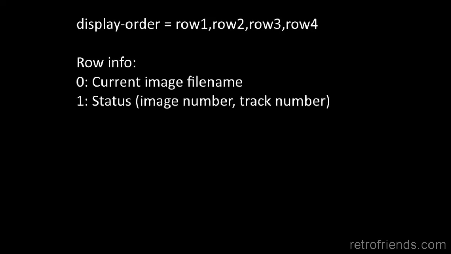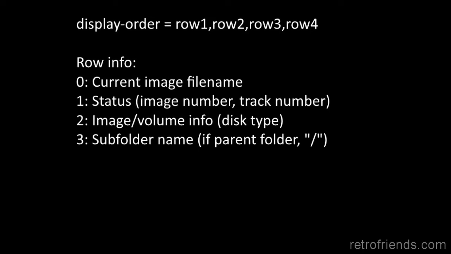The 1 setting will show the drive status, for example ejected, or when inserted, the disk image number and the track number. The 2 setting displays the image or volume info, usually just says the type of disk, like that it's an MFM double density disk. And the 3 setting will display the subfolder name, or if in the parent directory, displays a backslash.